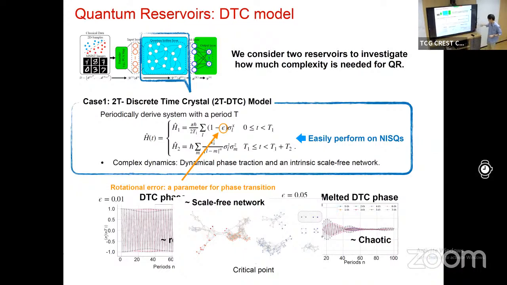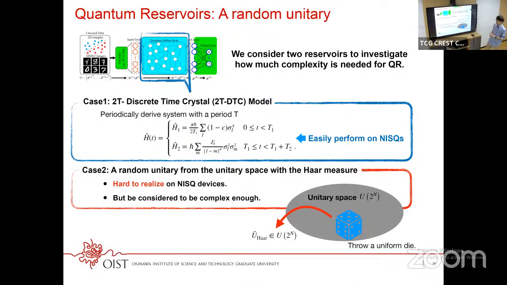Now, for the second case, we also consider a reservoir which is randomly realized, or sampled, from the unitary space with the Haar measure. Suppose we have a unitary space like this one, and throw a uniform die and create one unitary, and we use this as a reservoir.